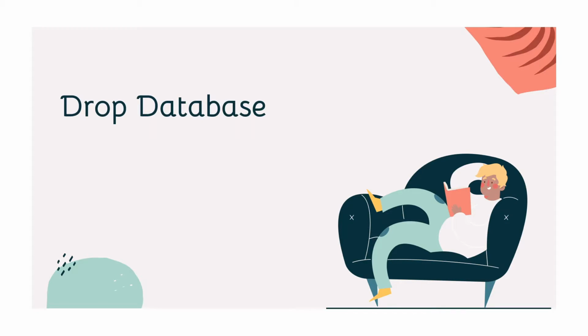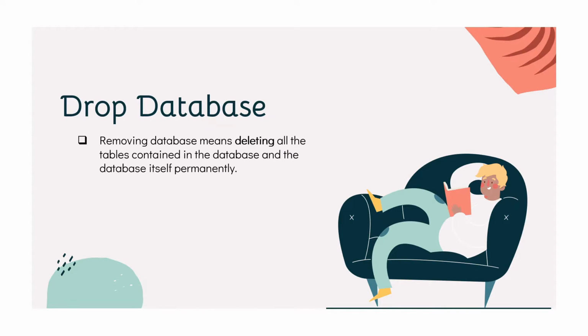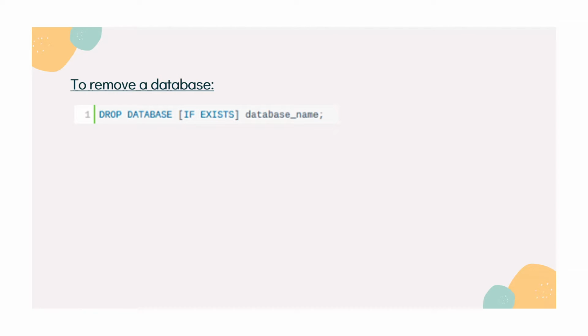The third statement is drop database. We use drop database to remove a database. Removing a database means deleting all the tables contained in the database and the database itself permanently. Therefore, it is very important to execute this query with extra caution. To remove a database, we can use the following syntax: drop database, followed by if exists, then followed by the database name that we want to delete.